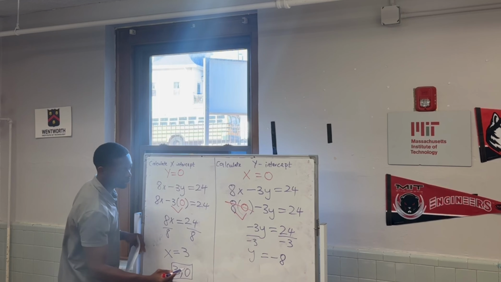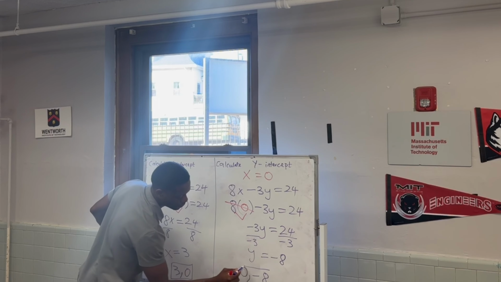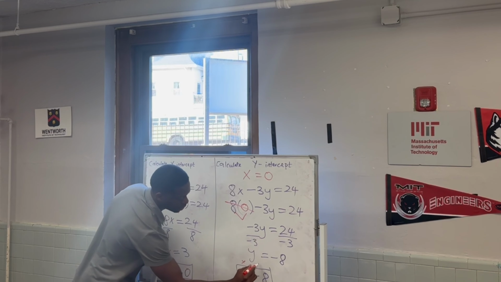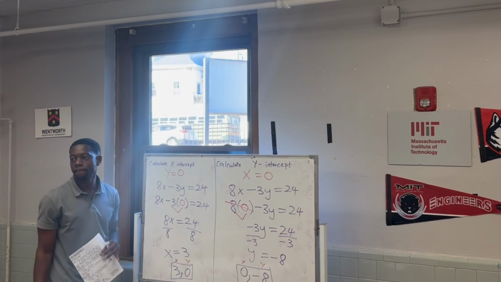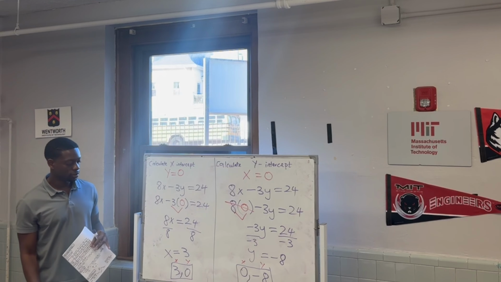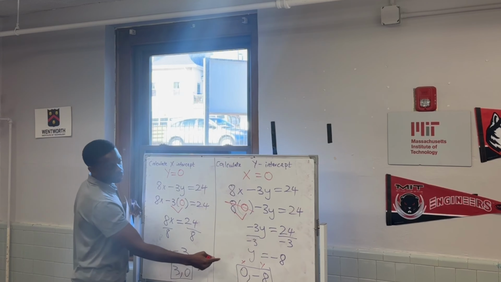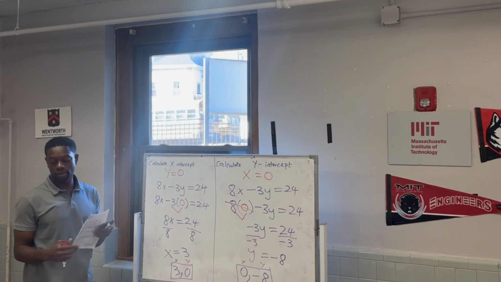This one is 0 and negative 8. Because again, this is your x and this is y. When x is 3, y is 0. When x is 0, y is negative 8. Right? Got it?